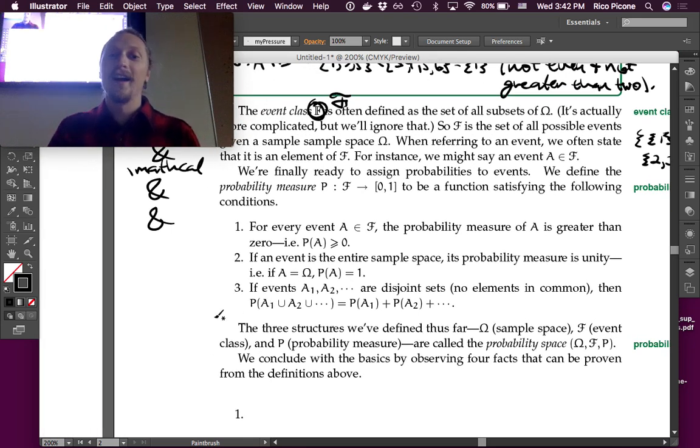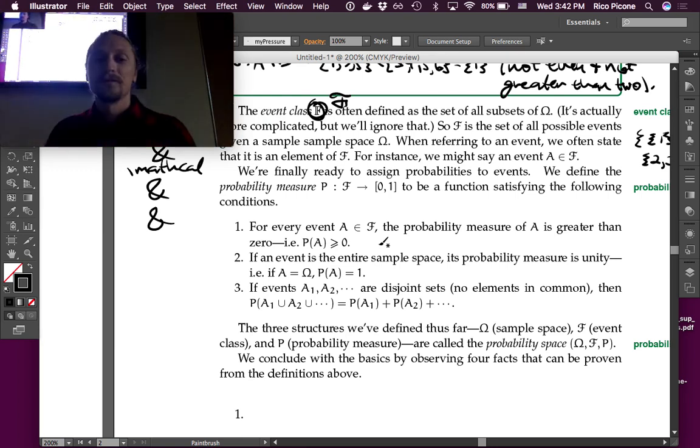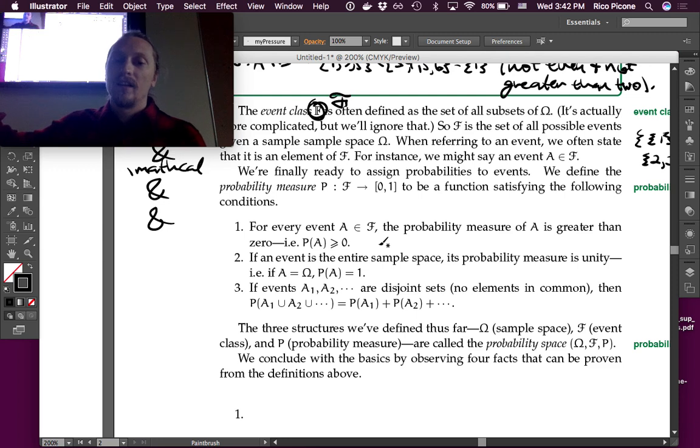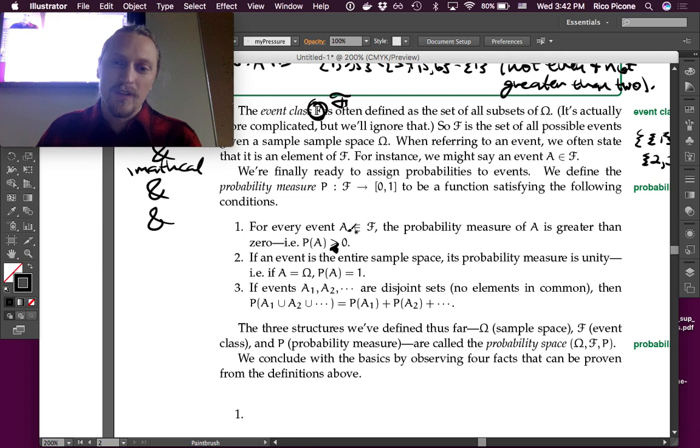Okay. In other words, the probability of the event is greater than or equal to 0. Oh wait, no, not equal to. That would make no sense. Probability of A is greater than 0.